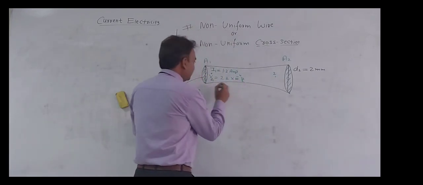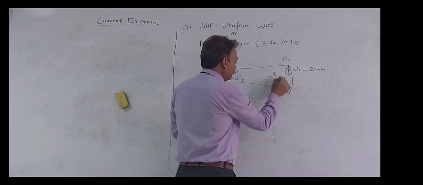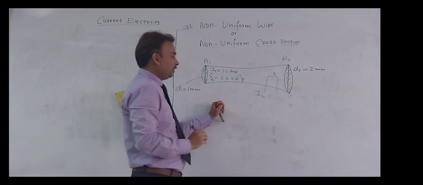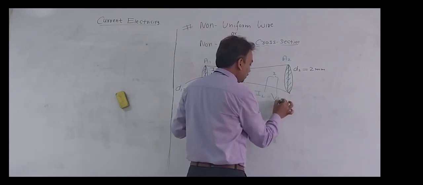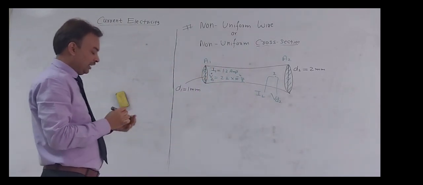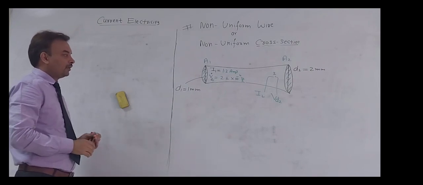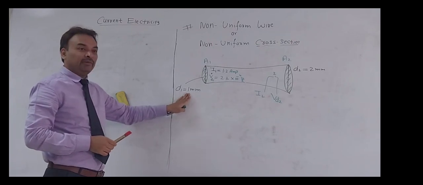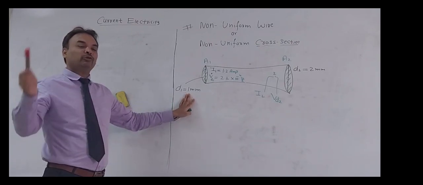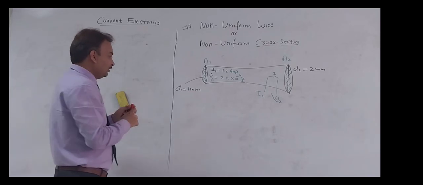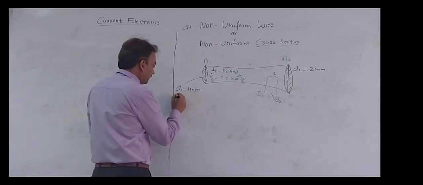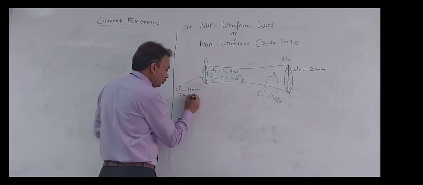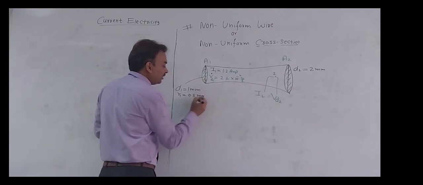So what we have to find? We have to find I2, the current at point 2, and the drift speed at point 2. These two things we have to calculate. So let me change this diameter into radius and then from the radius into the area. The radius will be half of the diameter, so that will be 0.5 mm.